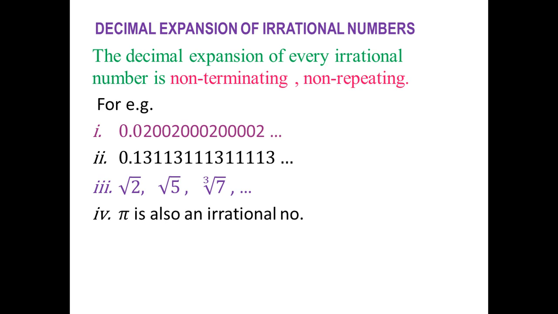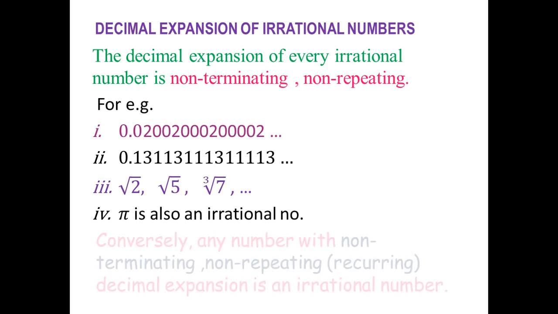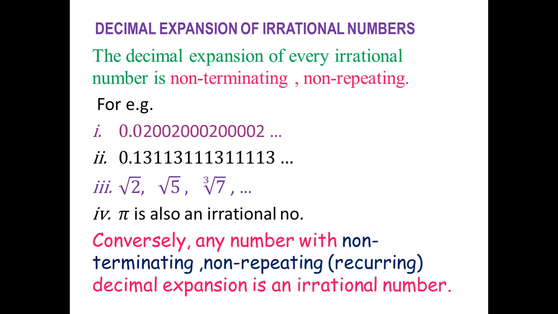The exact value of pi is not 22 by 7. 22 by 7 is an approximate value. Pi is an irrational number. Conversely, any number with a non-terminating, non-repeating decimal expansion is an irrational number. Any number which is non-terminating as well as non-repeating is irrational.